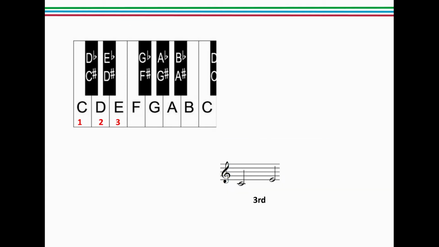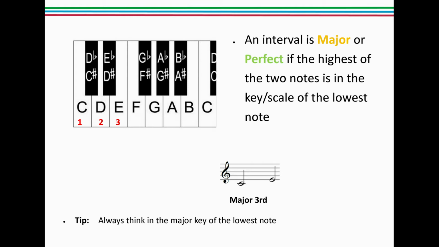We're looking now at the C to the E, that interval of a third. We learnt in the last video that was a major third because the E, the highest note in the interval, was in the key of the lowest note, in C major. It was the third note.